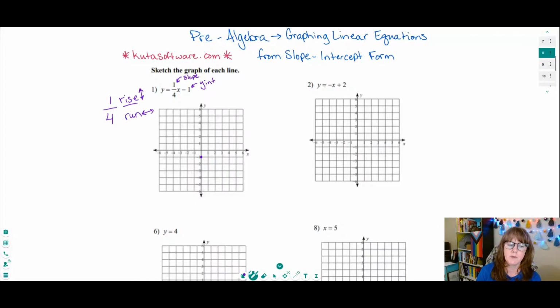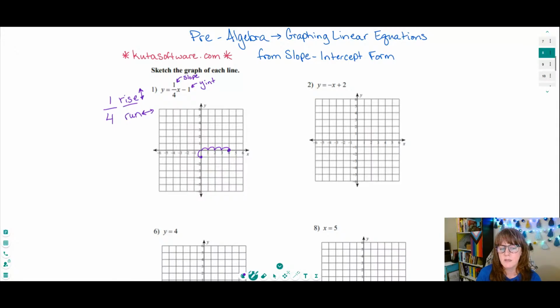Because both of these numbers are positive, we're going to move up 1 unit and to the right 4 units. So I'm actually drawing jumps here. We're moving up 1 and then to the right 1, 2, 3, 4. And that's where we're going to put our second point.